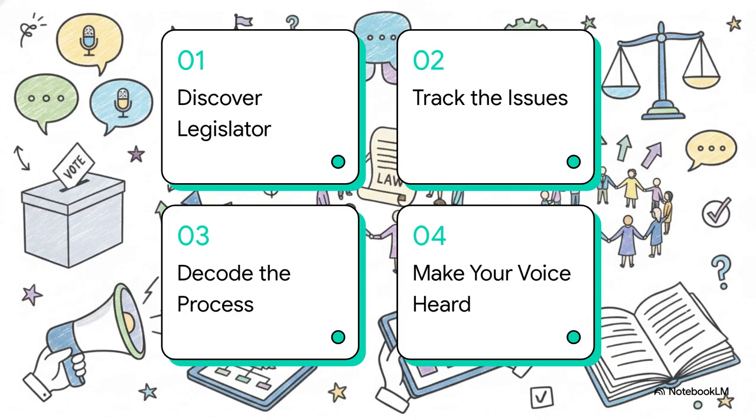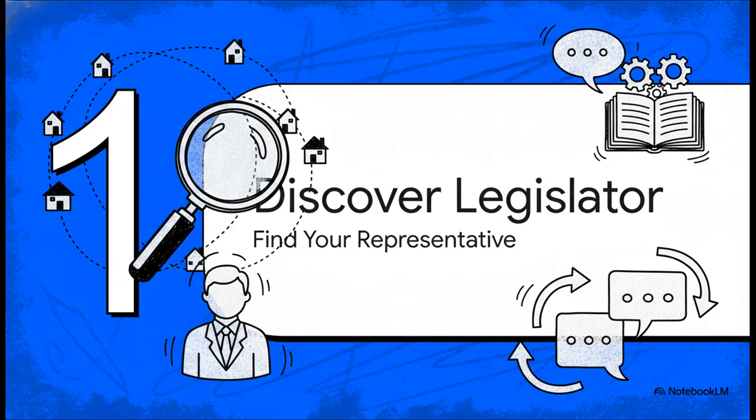We're breaking down the citizen's journey into 4 clear steps. First, discovering your local legislator, then tracking the issues, decoding the legislative process, and finally, making your voice heard. Starting off with Phase 1, Discover, finding your local legislator.